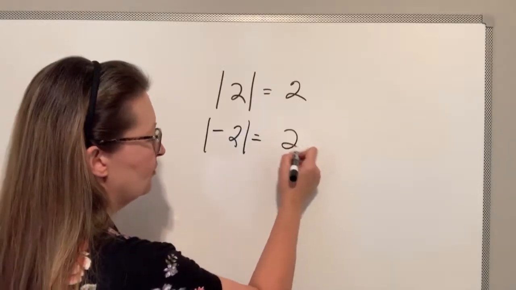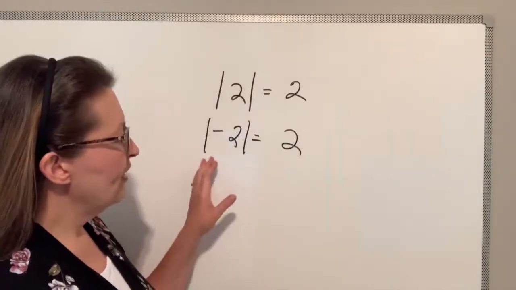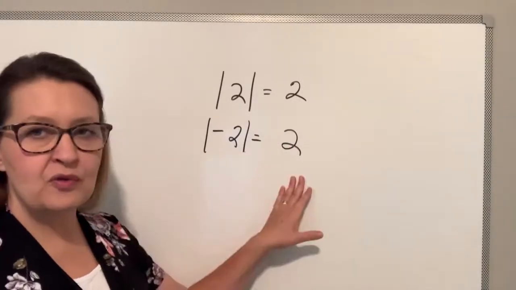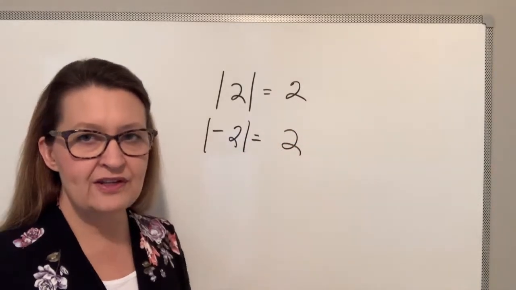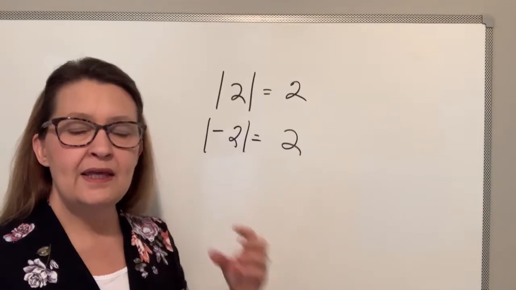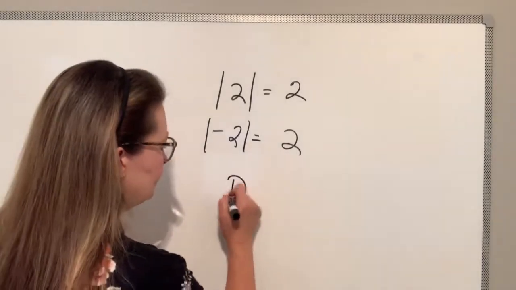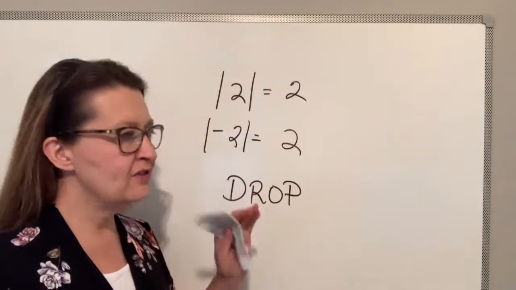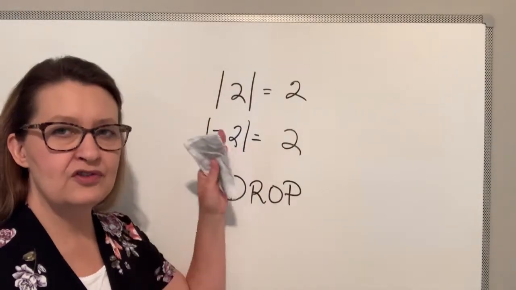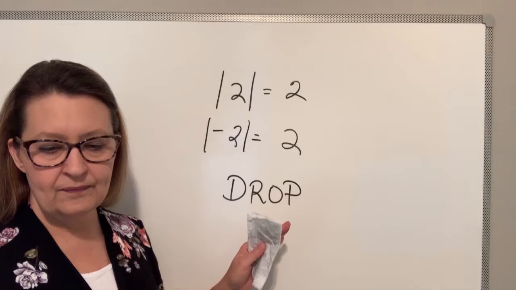How many spaces on a number line is -2 worth? It's still worth 2. Whenever I see people do these problems, they always get this one right and they get this one wrong because they think it means change the sign. It does not. It means drop the sign. It's not negative, it's not positive. It's just the number. Okay?